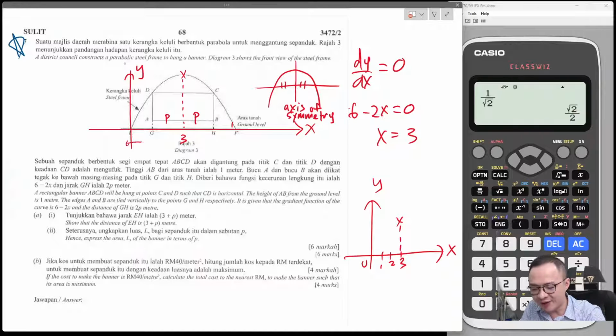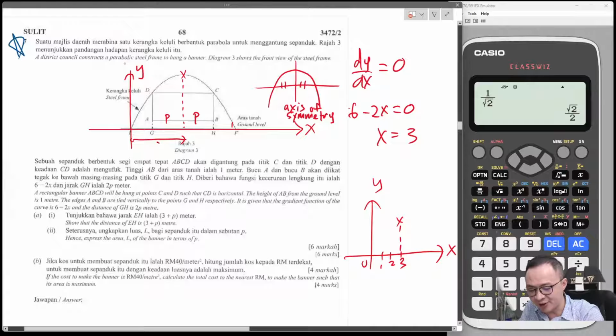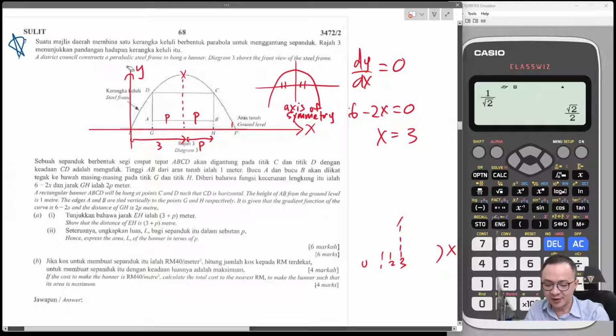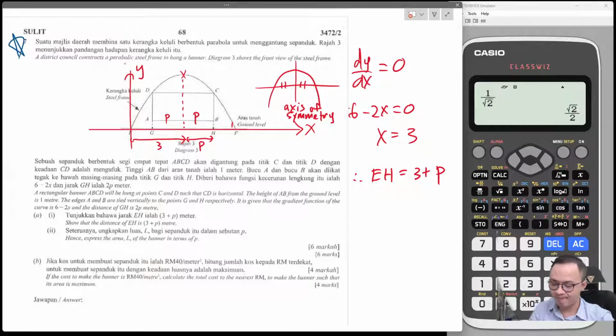So if I want to find the distance from E to H, you can see from E to the middle point, I mean from E to the turning point here, is 3. And the distance here is p, right? So therefore, we got the answer. Therefore, EH equals 3 plus p. I'm not sure how many marks they get. If they give quite a lot of marks, then maybe you need to show this one. I think if you show the turning point, you are fine.